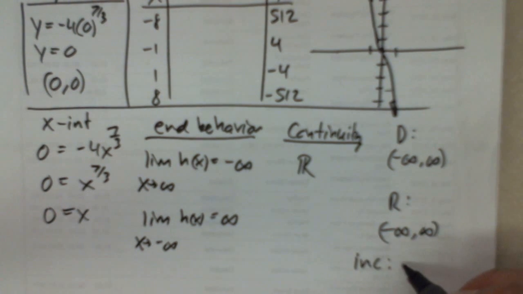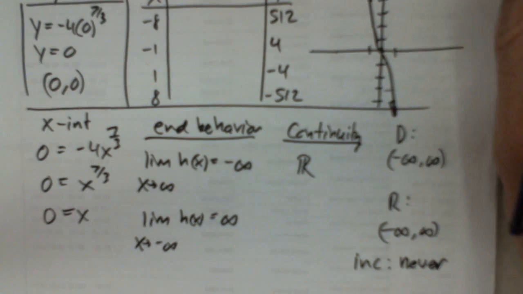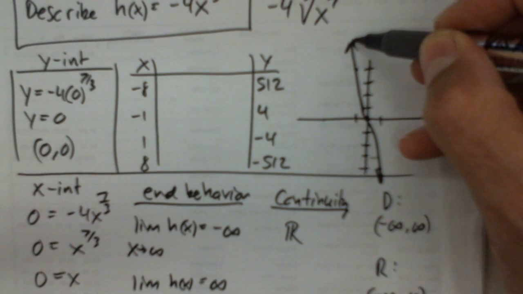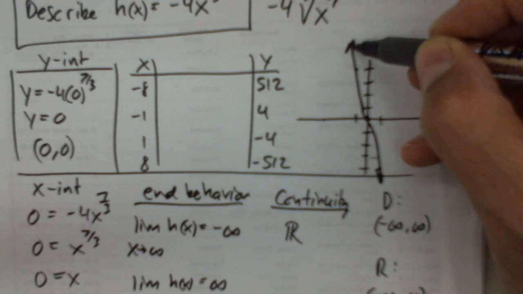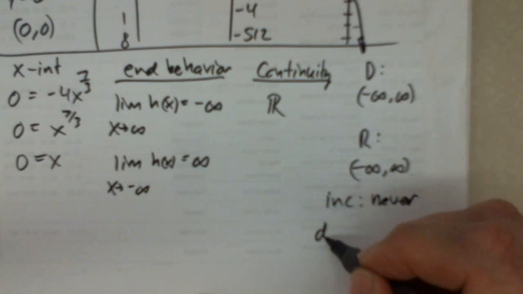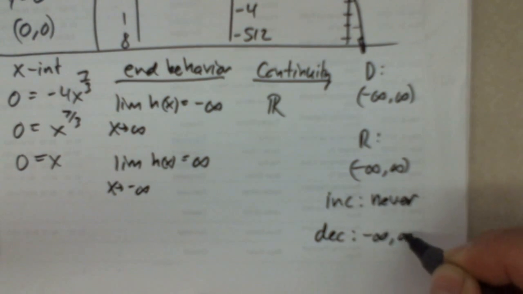And increasing is never. We don't want to make the mistake of saying that this is increasing, because to talk about increasing and decreasing, we read it from left to right. So we start here and follow it, so it's decreasing, and it's going to be decreasing for all real numbers.